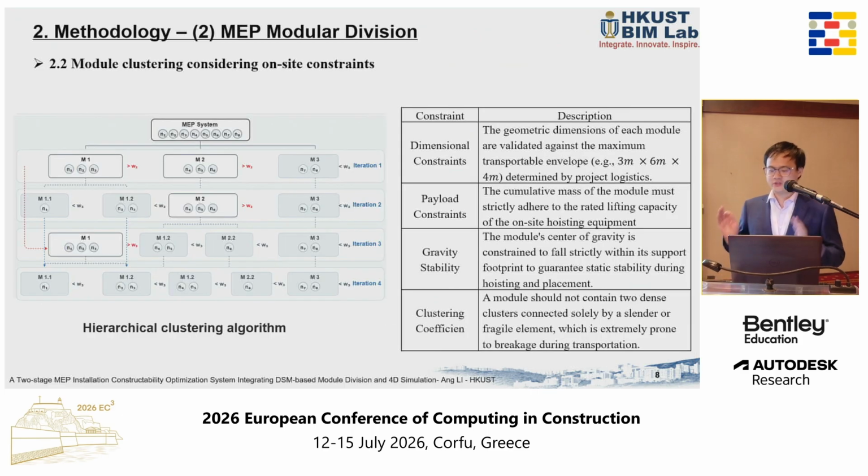Based on the DSM, we use a hierarchical clustering algorithm that iteratively merges highly dependent MEP elements while considering the on-site constraints. Here we consider 4 types of constraints: dimensional constraint for transportation, payload constraint for equipment, gravity stability for preventing tipping, and the clustering coefficient for preventing unsuitable structural types.